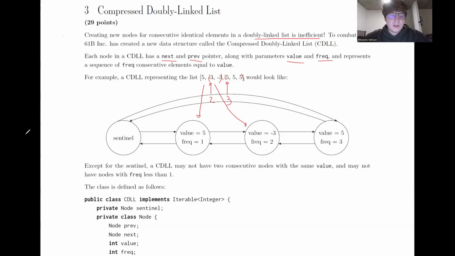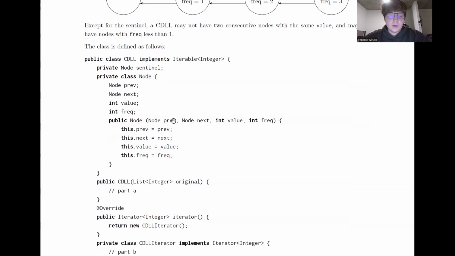One thing to notice about a CDLL is that if we look at the first parts of its class definition, it looks exactly the same as a doubly linked list. We have a sentinel node and we have a node class, and really the only thing different here is that we have this new frequency parameter that we described earlier. Okay, cool. I think we're ready to move on to the first problem.